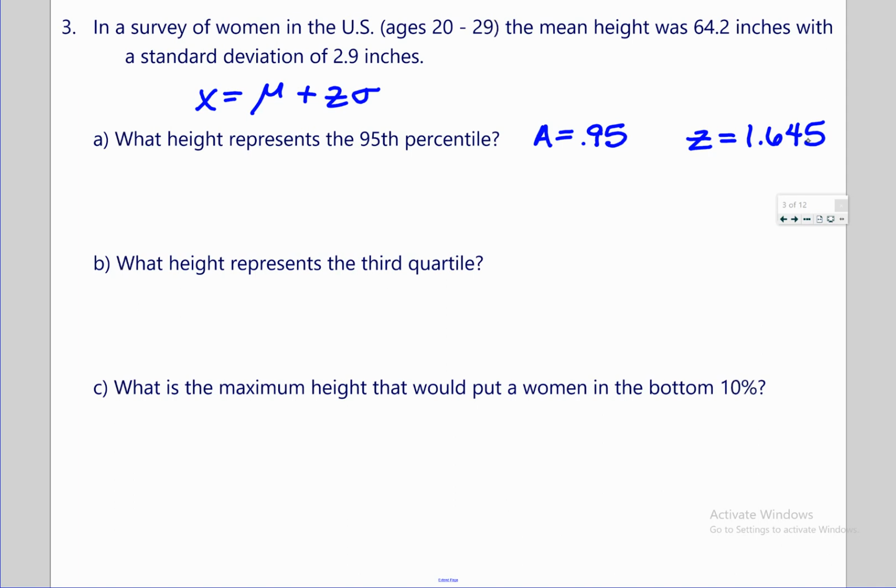All right, so now using my formula to find the x value, or the height that corresponds to this percentile, we're going to do our mean that we were given, 64.2, plus our z-score, 1.645, times the standard deviation that we were given, 2.9. Type it in your calculator.